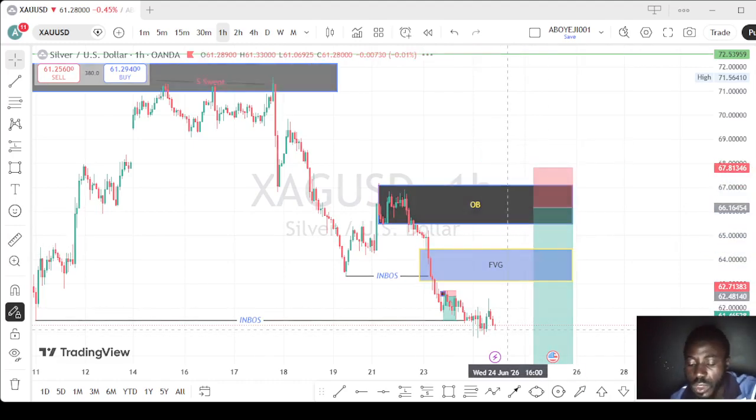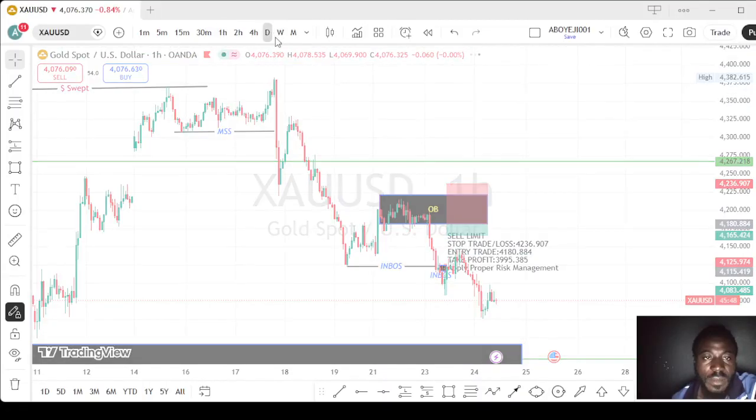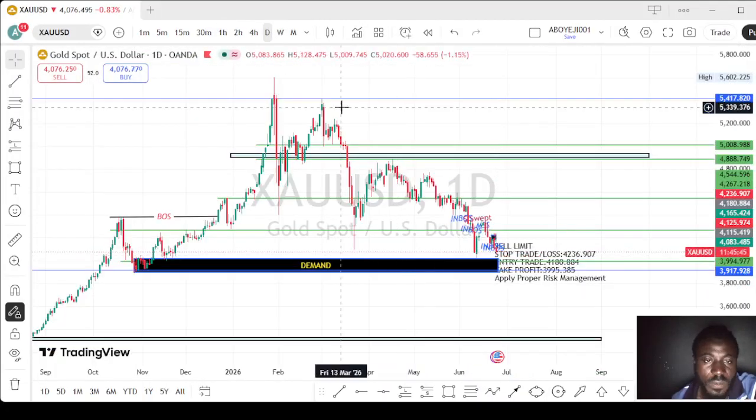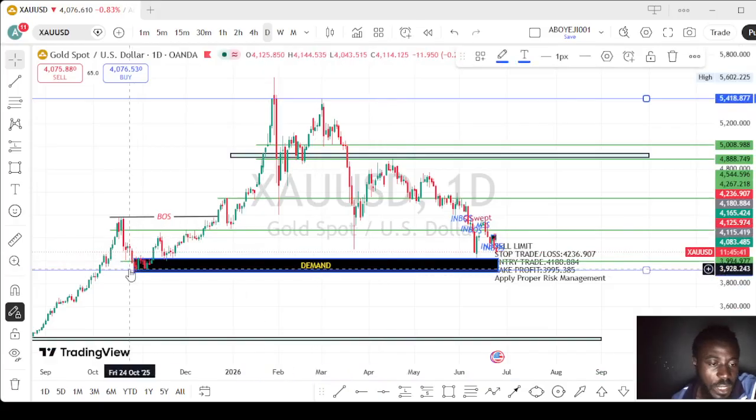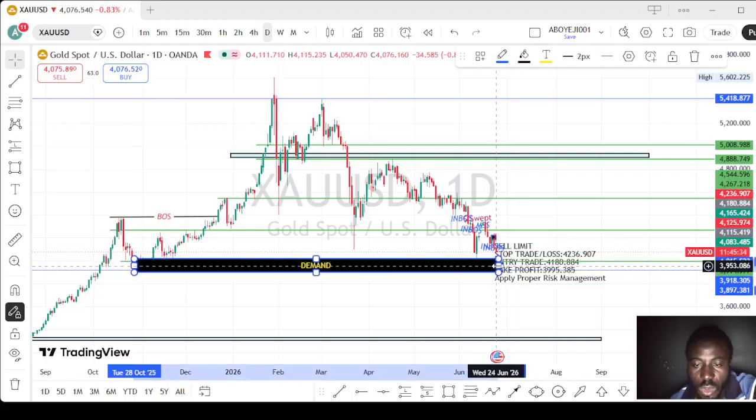So let's move to gold. This is what gold has for us from the daily time frame. This is all what we are having from the daily time frame. This is our swing high, and this is our swing low, and this is the demand. Let's see if this demand is going to hold it or is not going to hold it.